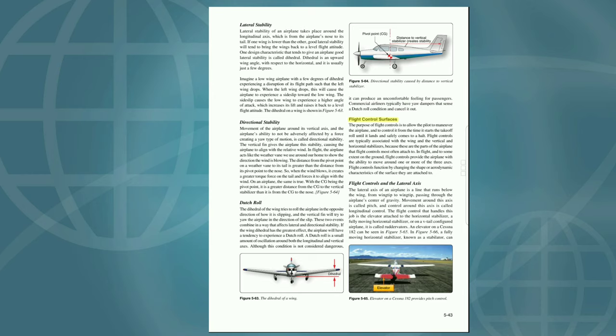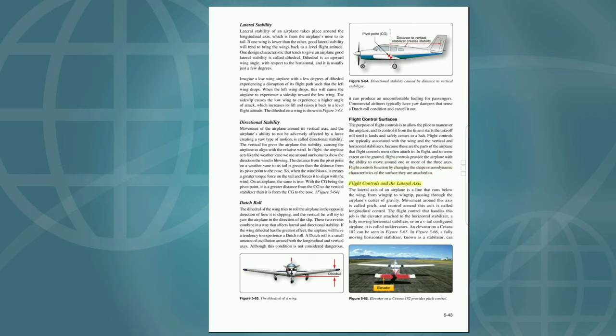Flight control surfaces. The purpose of flight controls is to allow the pilot to maneuver the airplane, and to control it from the time it starts the takeoff roll until it lands, and safely comes to a halt. Flight controls are typically associated with the wing, and the vertical and horizontal stabilizers, because these are the parts of the airplane that flight controls most often attach to. In flight, and to some extent on the ground, flight controls provide the airplane with the ability to move around one or more of the three axes. Flight controls function by changing the shape or aerodynamic characteristics of the surface they are attached to.